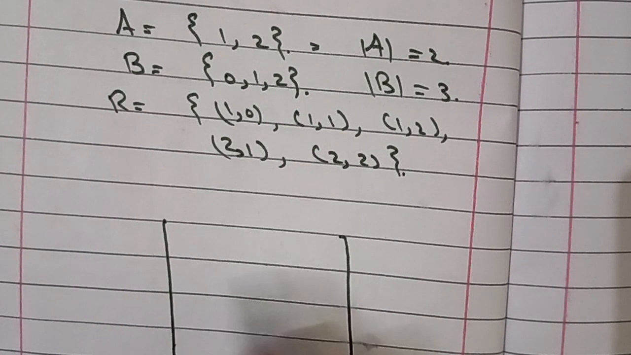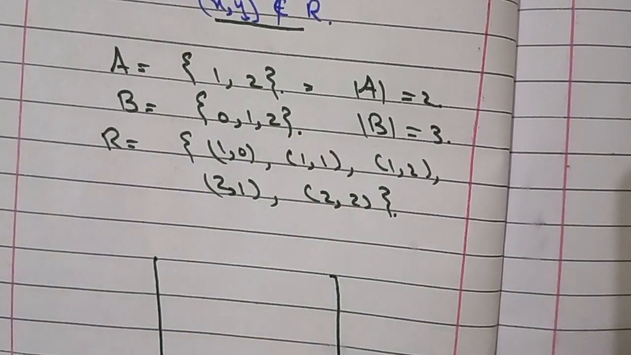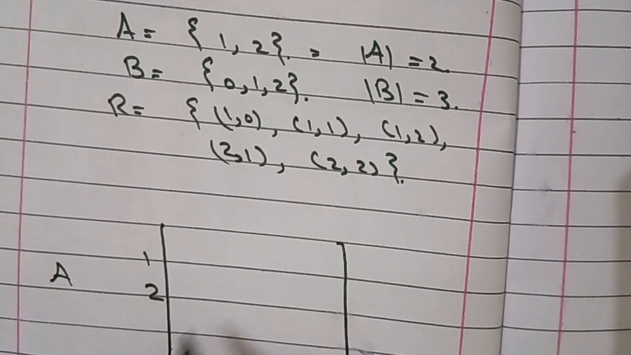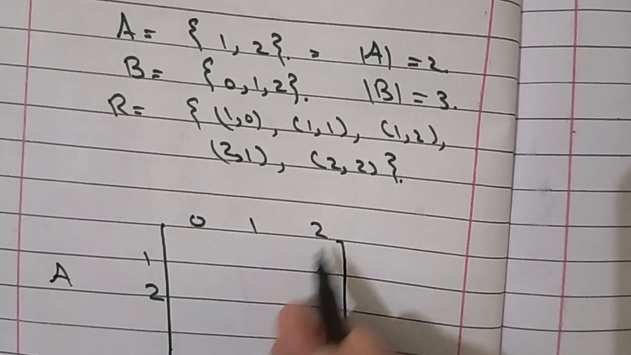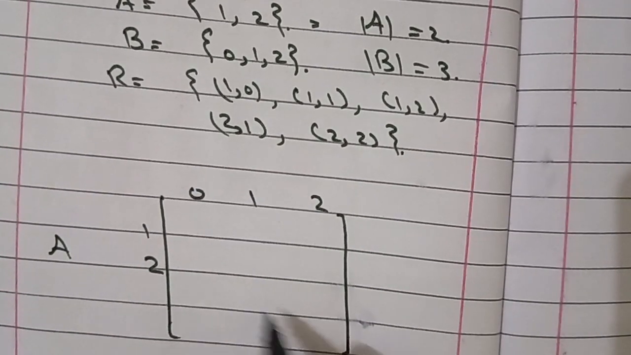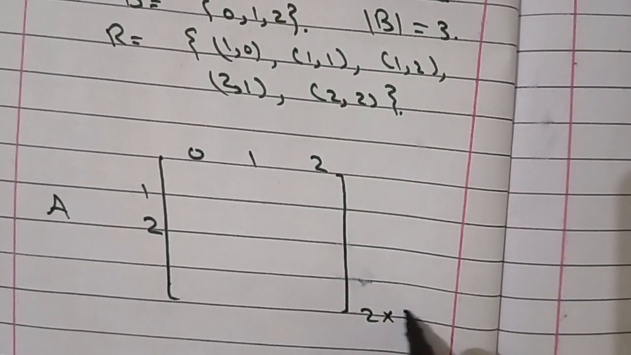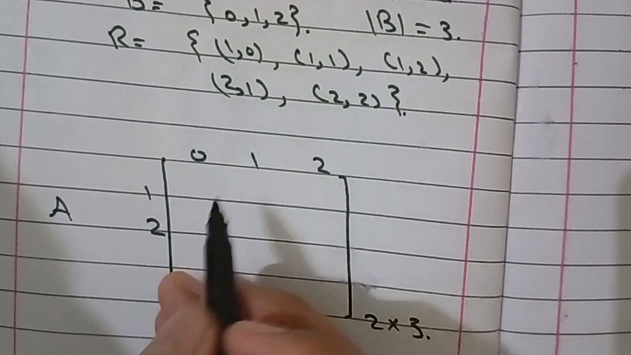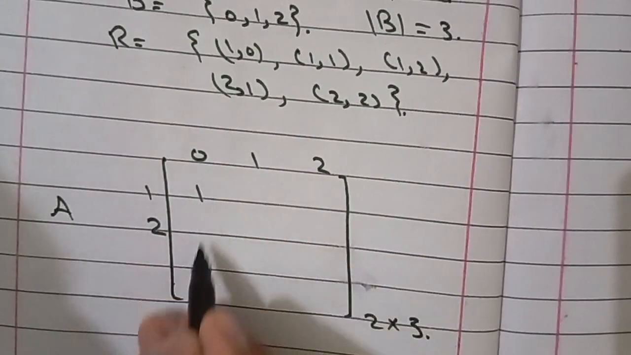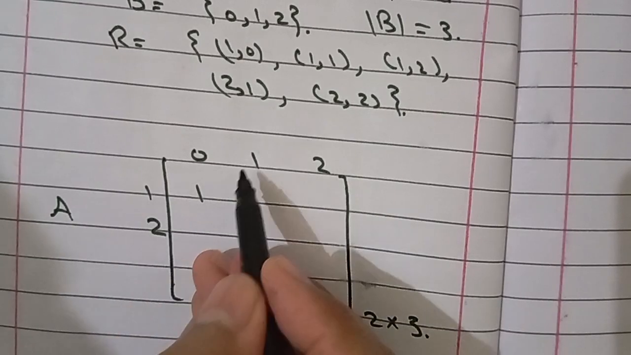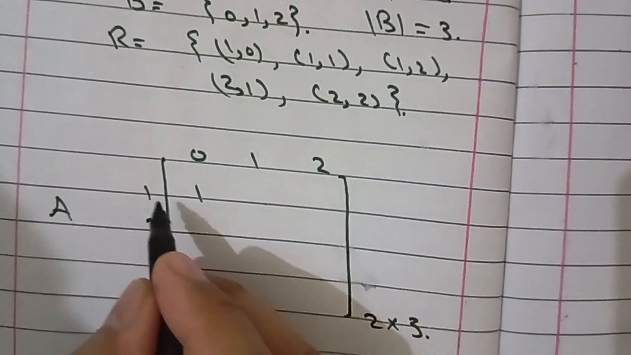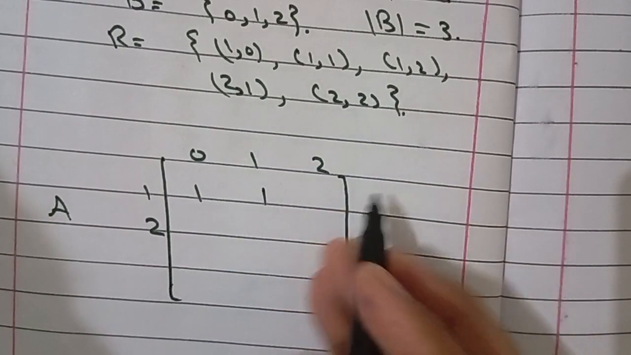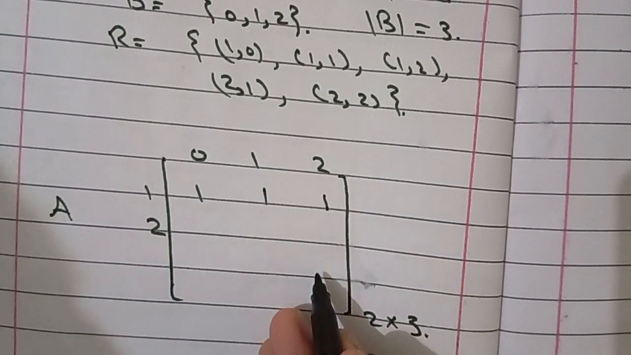Rows of the matrix are represented by set A and columns are represented by set B. So 1 and 2 are elements of A and 0, 1 and 2 are elements of B. So the order of the matrix is 2 by 3. Now (1,0) belongs to the relation R, so we put 1 in first row and first column. And (1,1) belongs to the relation R, so we put again 1 in first row and second column. (1,2) also belongs to the relation R, so we put again 1 in the first row and third column.